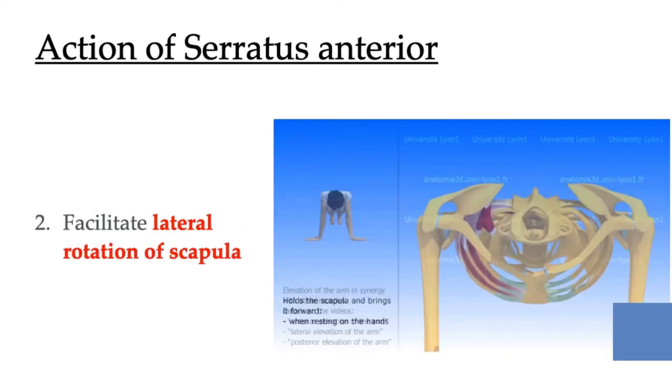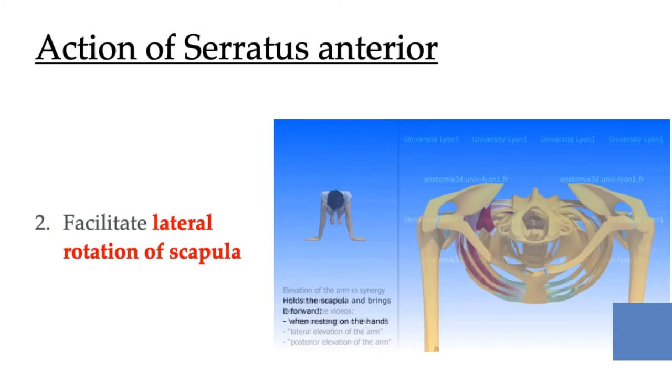The next function of serratus anterior is that it facilitates the lateral rotation of scapula. Now, what do we mean by lateral rotation of scapula? Lateral rotation of scapula is the movement in which the inferior angle of scapula moves laterally. As a result, the glenoid cavity faces upward. And when does lateral rotation of scapula occur?